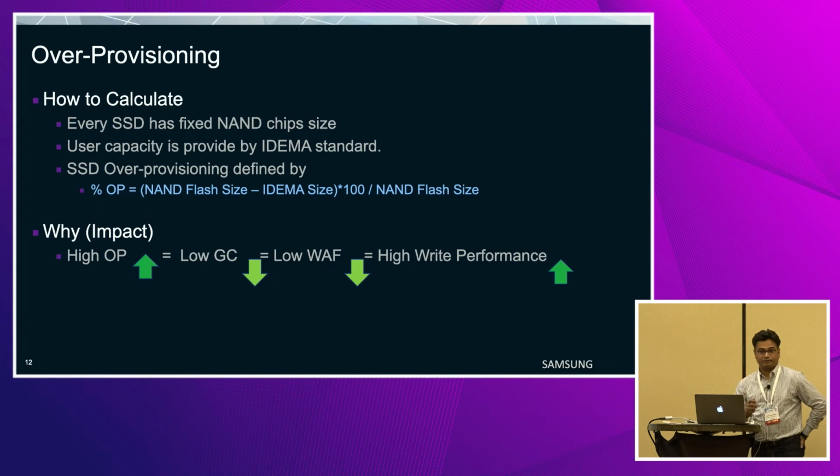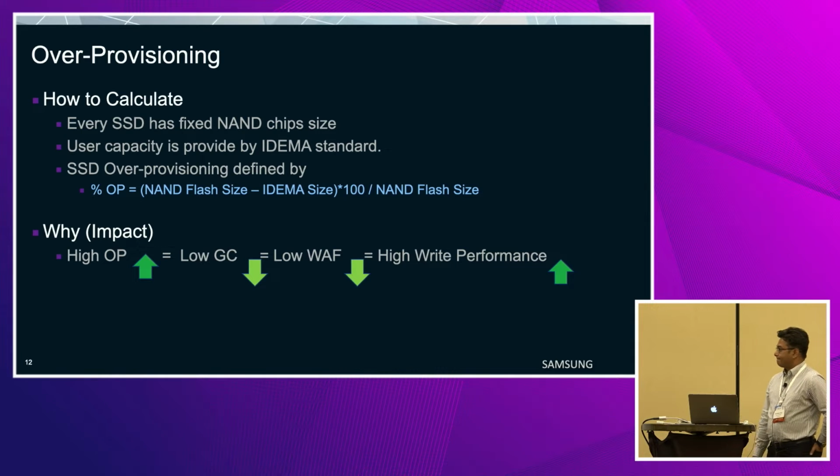Yeah, please. Your definition of OP is different from the industry standard. The industry standard is NAND physical size minus user size, over user size. Is that a typo or is that how you define it? Yeah, it's physical minus user over user.